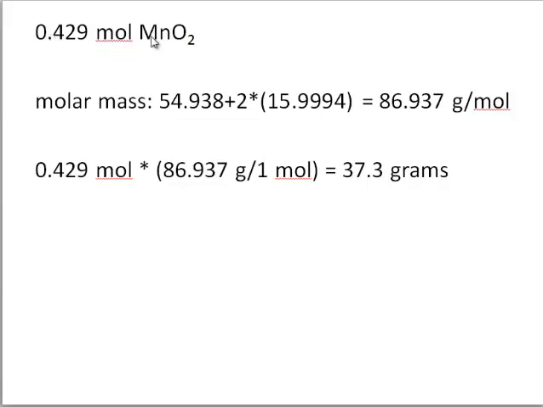The name of this compound is manganese 4 oxide. We have 0.429 moles of it. The molar mass of manganese mass and 2 oxygen masses is 86.937 grams per mole. Multiplying 0.429 moles by 86.937 grams over 1 mole gives 37.3 grams.